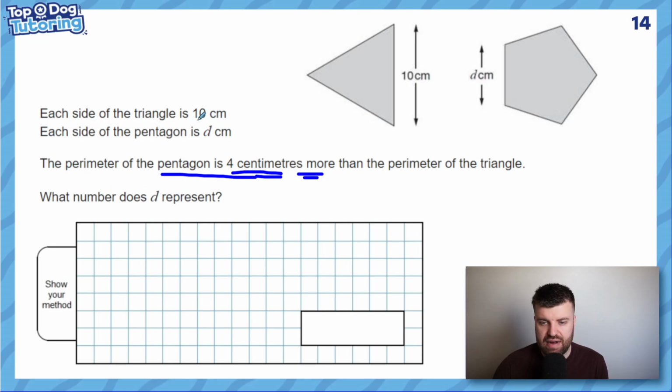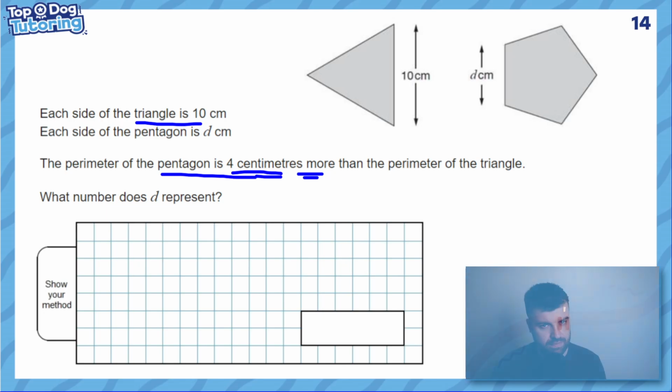So you need to figure out, well, we know each side of the triangle is 10. What is the perimeter of the triangle? The pentagon is 4 centimeters more. And then you've got to figure out the length of each side. Multiple steps to this. Have a go and see what you can get, and I'll show you how to do it after.